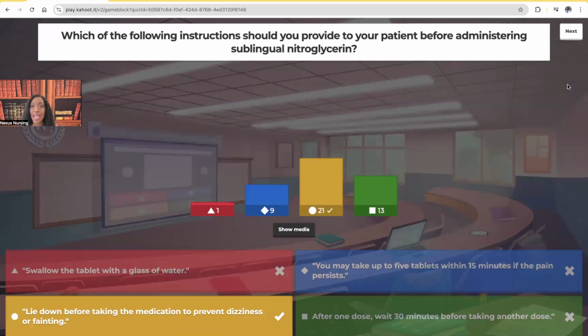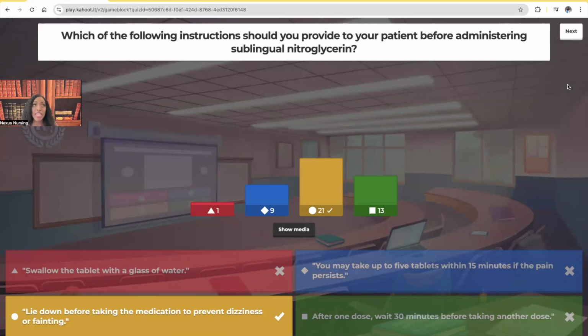Come on, guys. Up to how many? Thank you. Up to 3 tablets, 5 minutes apart, not 5 tablets 15 minutes apart. And last, after one dose, wait 30 minutes before taking another dose. 30 minutes, that patient might be right.